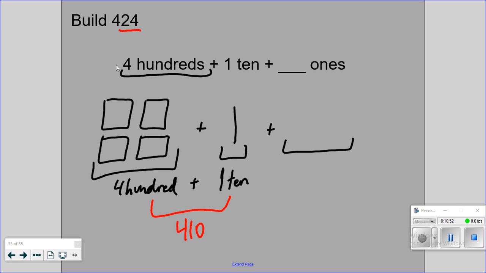How many more ones is that? I'm at 410, and I'm going to need more ones. Harper? 14 ones. I saw Michael figure that out pretty quick. He didn't even have to draw base 10 pieces, which is fine.